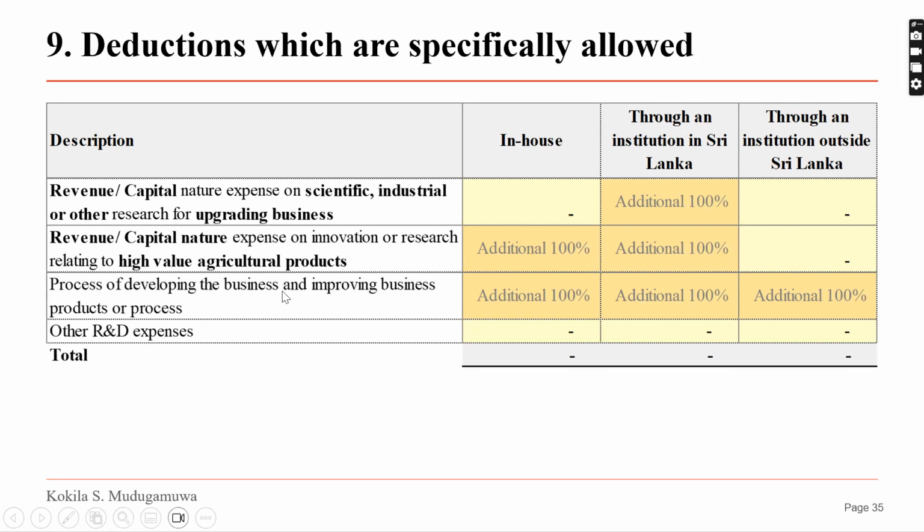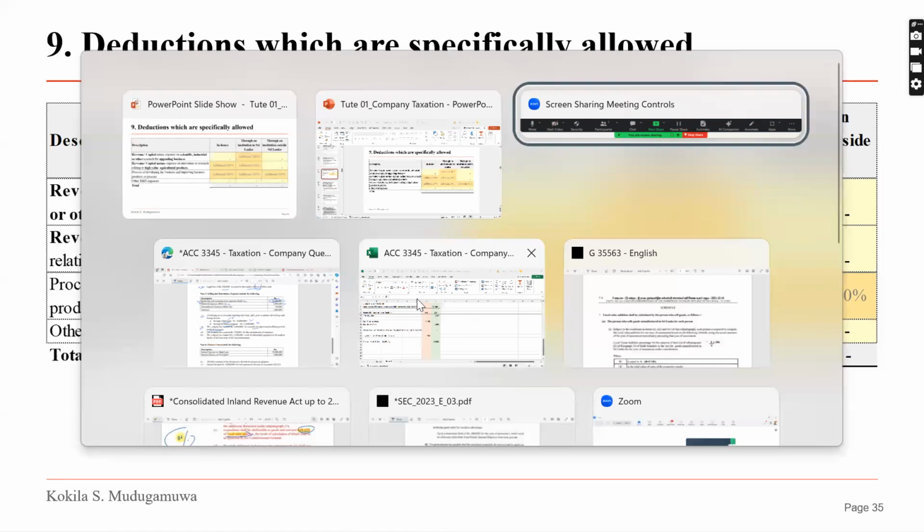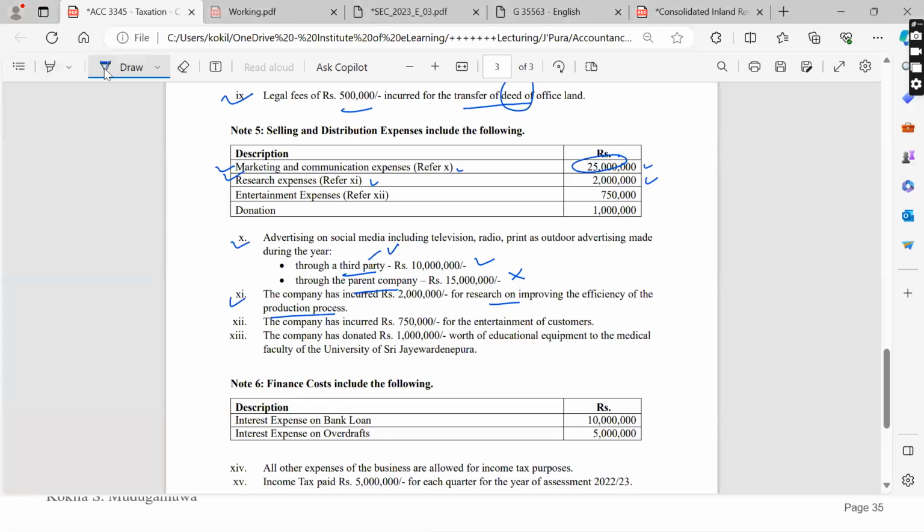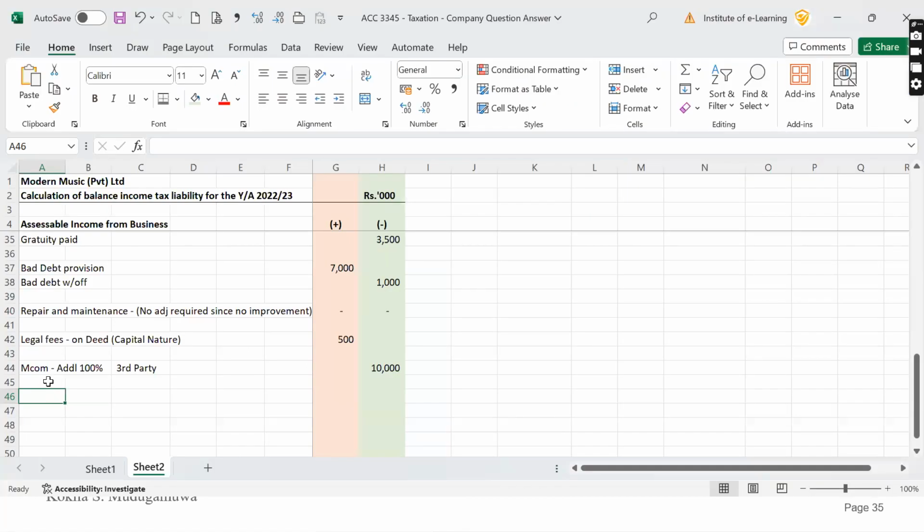Here in our expenses, business process development, right? Improving business product or process, right? Even if you incur it to a company in Sri Lanka, when someone does it for you, or even a foreign company does it, you can get it, right? Again, you can get research and development expenses here, research expenses, how much? 2,000 as additional deduction because it's connected to the business process improvement, right? So research expenses, additional 100% deduction is there. How much? 2,000, right? In the green light deduction column, right?